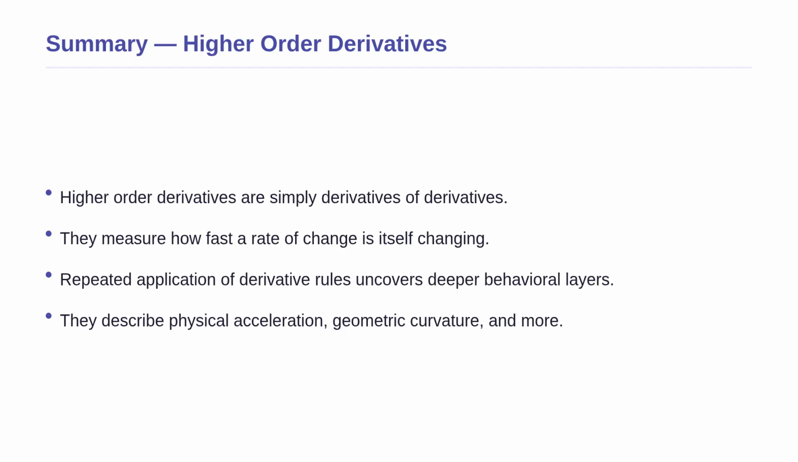We have reached the end of our topic. To summarize, higher order derivatives are simply derivatives of derivatives. They allow us to measure not just how fast a quantity is changing, but how fast that rate of change is itself changing. By repeatedly applying standard derivative rules, we can uncover deeper layers of information about a function's behavior, from its physical acceleration to its geometric curvature.